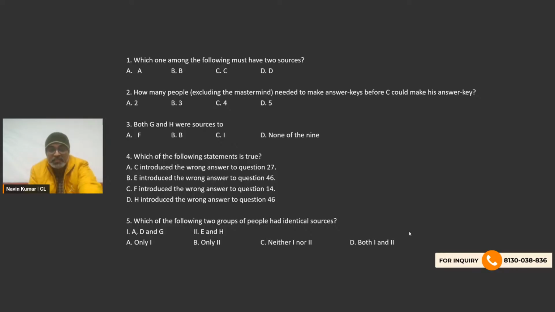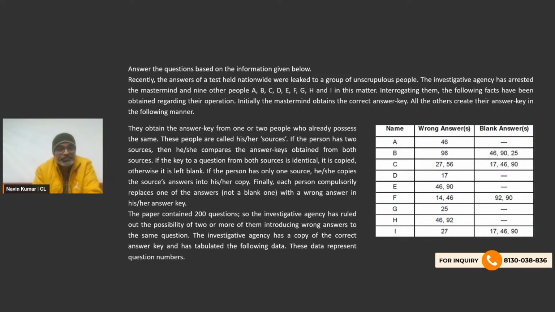So basically, this is a very unique and a very interesting set, which is based out of a lot of comprehension. We need to read it carefully and understand what it is trying to imply. What we have to do is figure out who copied from which particular person, as in which person is the source of the other person, or which people are the sources of a particular person. So we have to read this and figure that out.